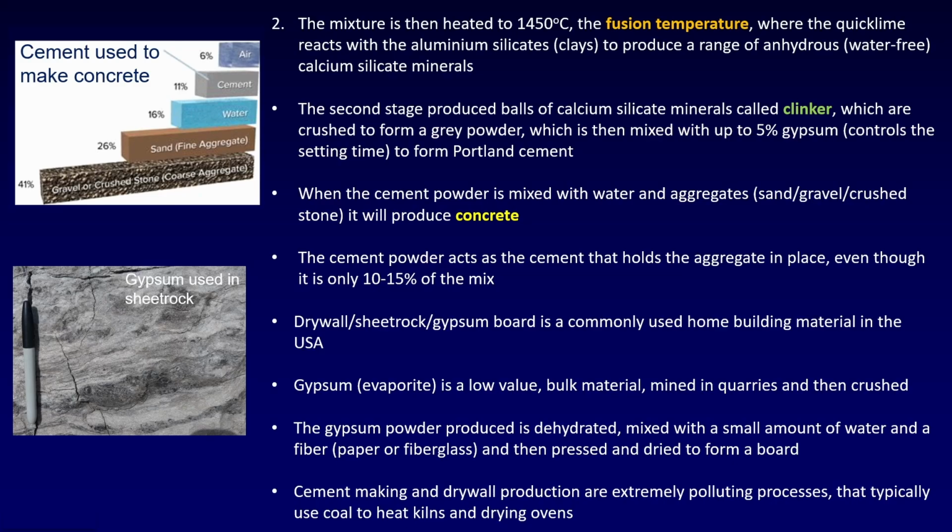So in terms of cement making and drywall production, both of them are extremely polluting processes because they typically use coal in order to heat the kilns and drying ovens involved in making cement and drywall. So industrial minerals, although not as complex to process as metallic elements, still require a lot of work. They still require a lot of energy, and the process of taking limestone and turning it into cement is a very energy intensive process that does produce a lot of pollution.